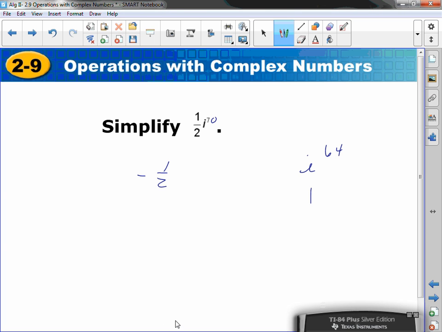If you remember, i's have to be a 1 or an i. That's the only things you can get. 1 or an i. You can't get other numbers out of an i.